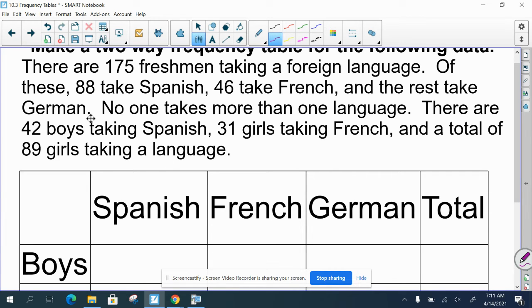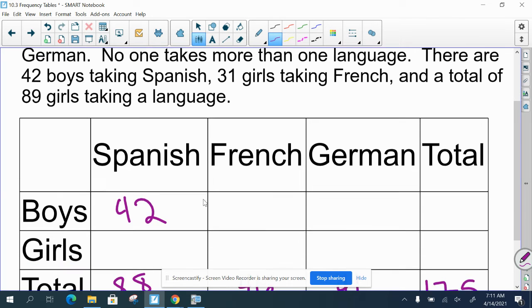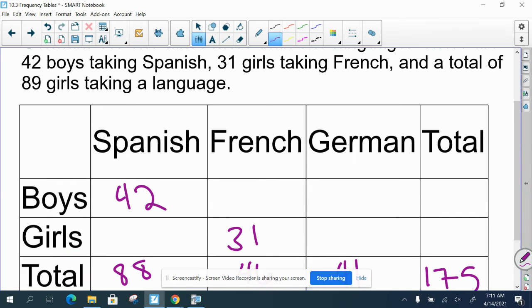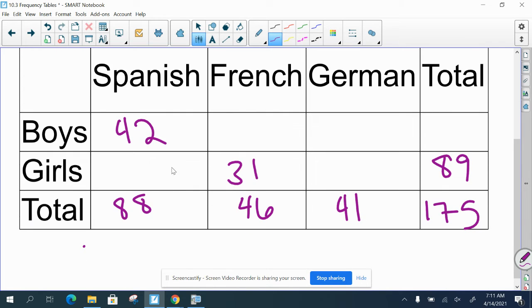There are 42 boys taking Spanish. So 42 boys in Spanish, that would go in this box. And then 31 girls taking French, so that would go in this box. And then a total of 89 girls taking the language. So out of all the languages, you'd put 89 here.